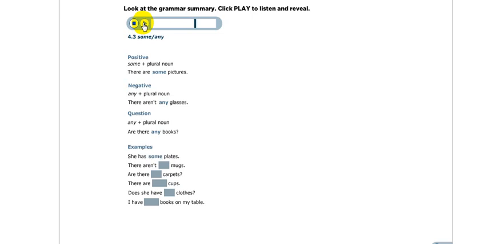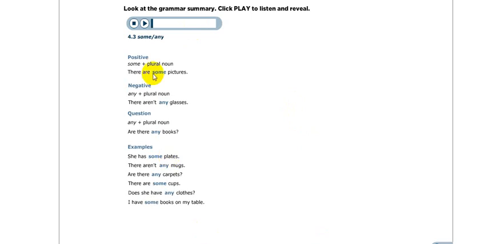She has some plates. There aren't any mugs. Are there any carpets? There are some cups. Does she have any clothes? I have some books on my table.